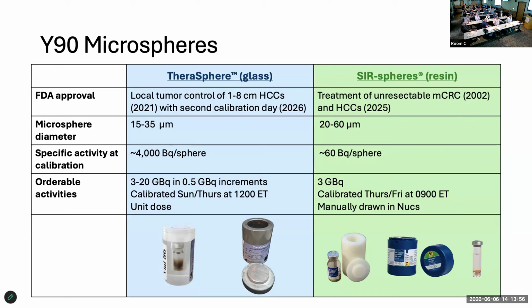TheraSpheres are 15 to 35 micrometers in diameter, and they have a pretty high specific activity per sphere, around 4,000 becquerel per sphere at calibration. And the way that we order TheraSpheres in particular is via a unit dose. So we don't have to draw anything up in nuclear medicine. We just figure out when the patient's going to be in for the treatment, when we think we're going to administer, and then just order dose based upon that.